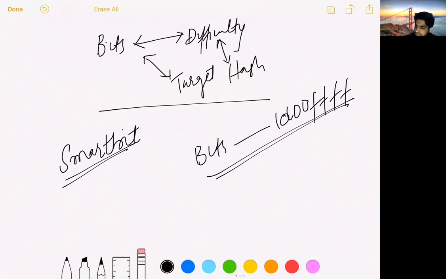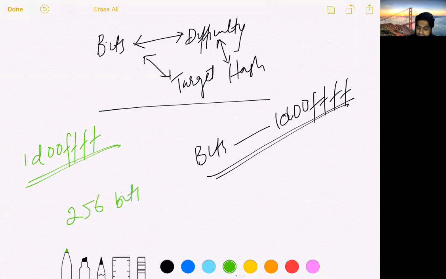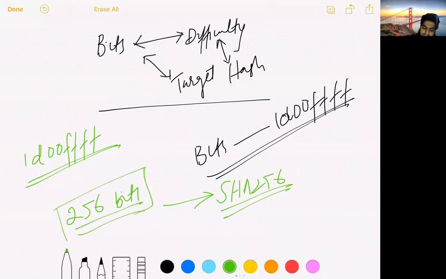So what we have here is 1D00FFFF. The total target hash has 256 bits, right? Because we are using the SHA-256 hash function, our target hash will be 256 bits, that is 32 bytes.